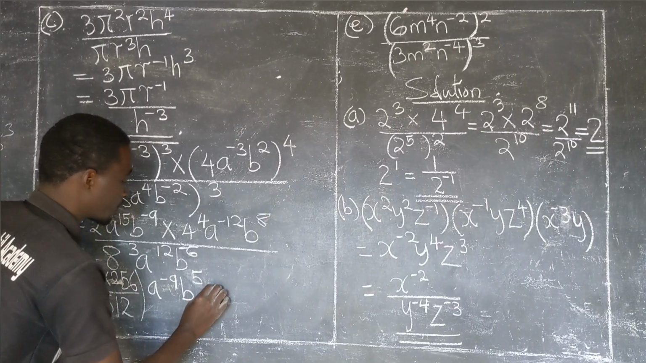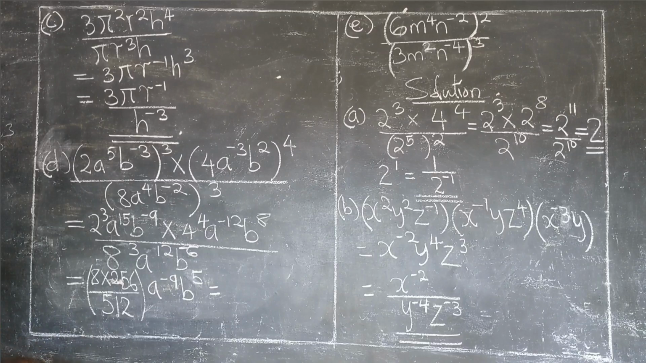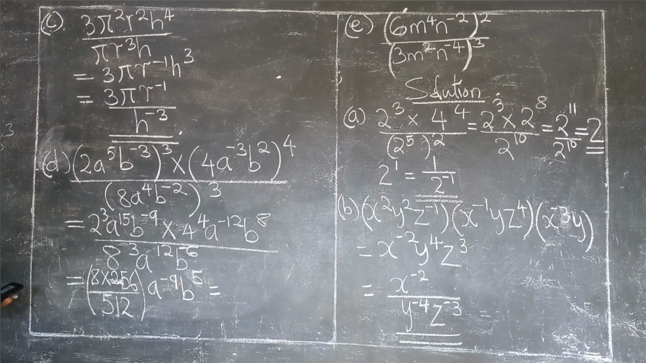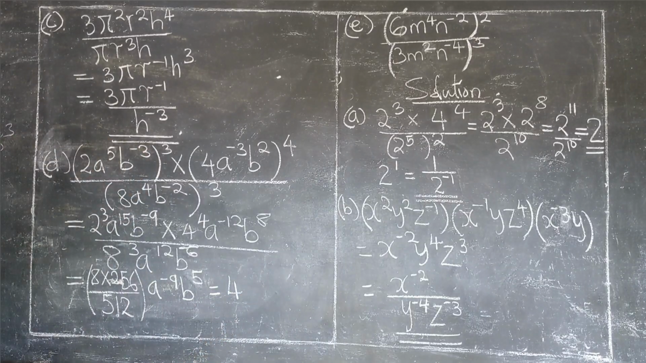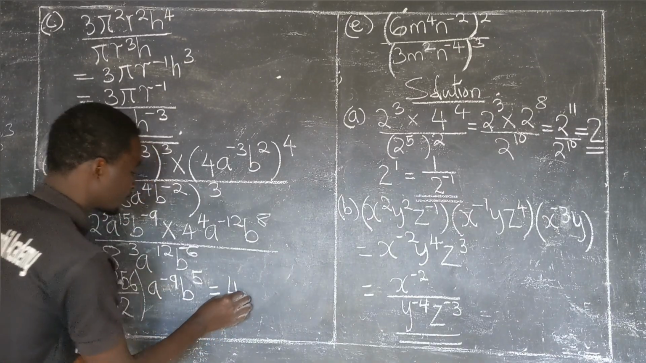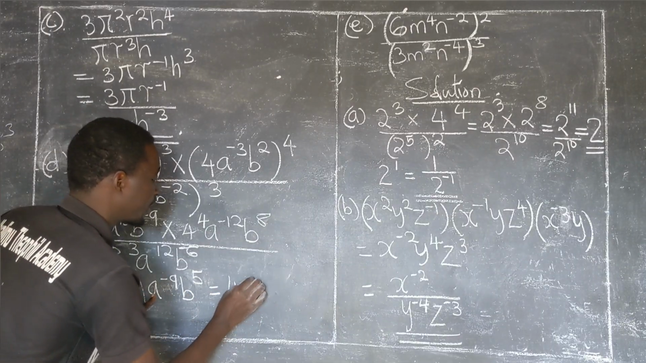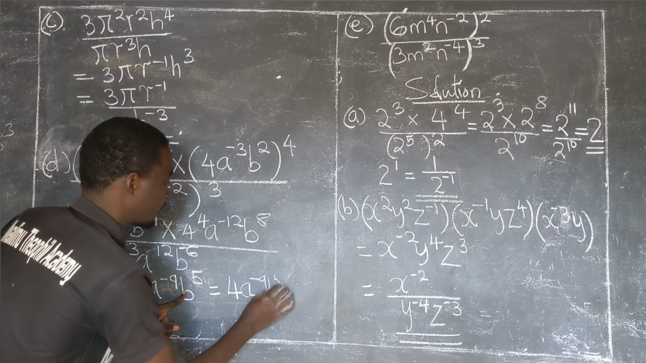So here this is equal to, when we take 8 times 256 divided by 512, we get 4. After getting 4, we multiply by A raised to negative 9 times B raised to 5.